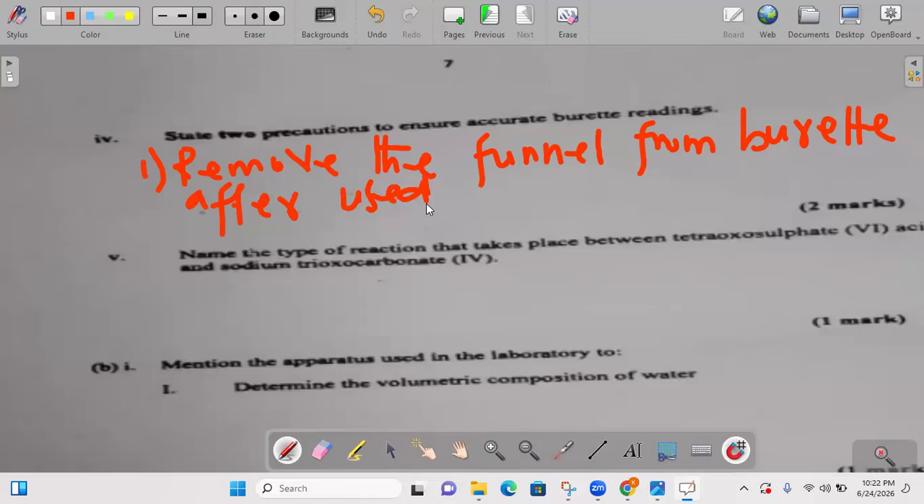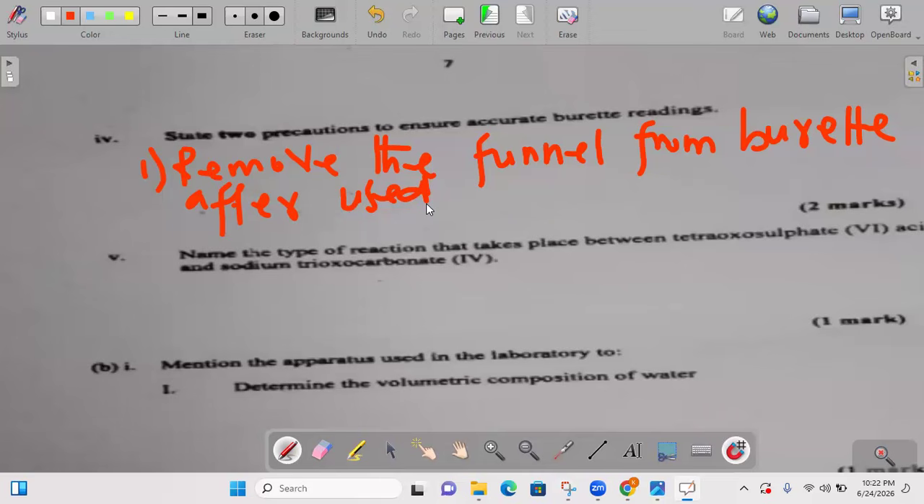If they ask you to state the reason: to avoid increasing the volume of the acid. That is why we must remove it. Because of droplets, if you leave it, some little drops will go into the burette. That is why you should take it away.